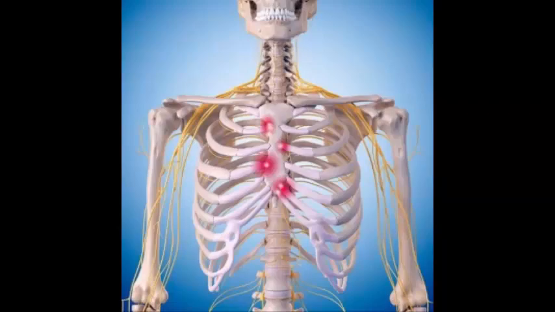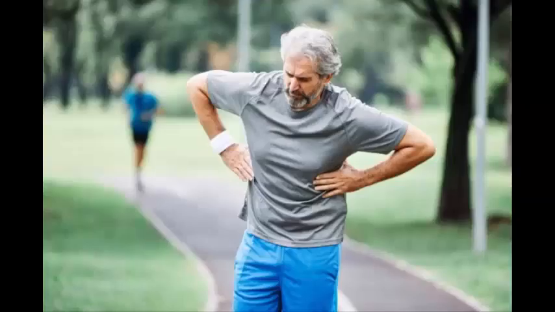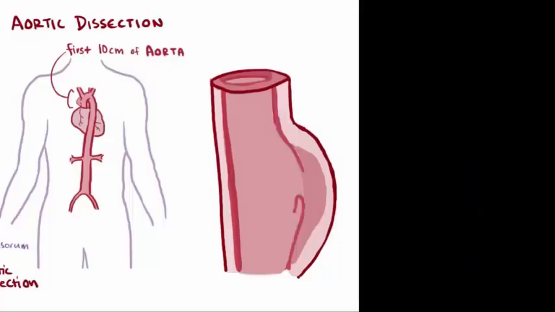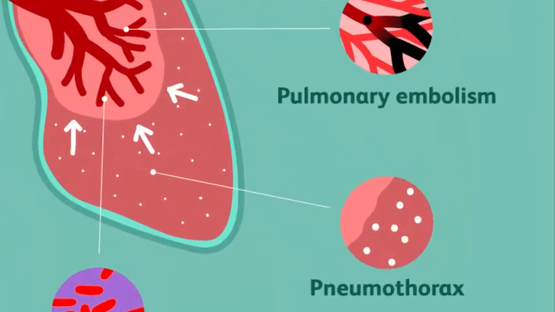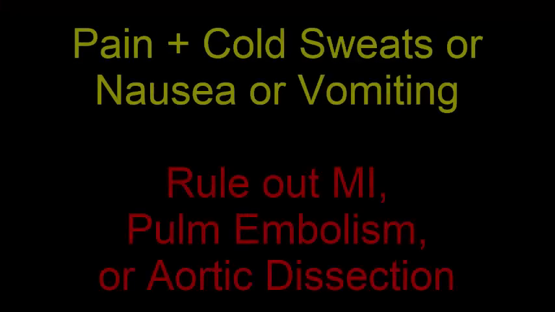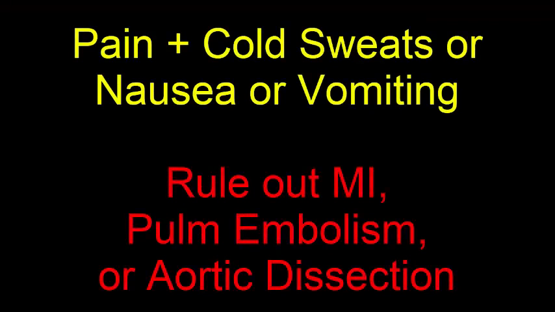Onset. The pain of myocardial infarction typically takes several minutes or even longer to develop. Similarly, angina builds up gradually in proportion to the intensity of exertion. Pain that occurs after rather than during exertion is usually musculoskeletal or psychological in origin. The pain of aortic dissection, massive pulmonary embolism or pneumothorax is usually very sudden or instantaneous in onset. Associated features. The pain is accompanied by sweating, nausea or vomiting.